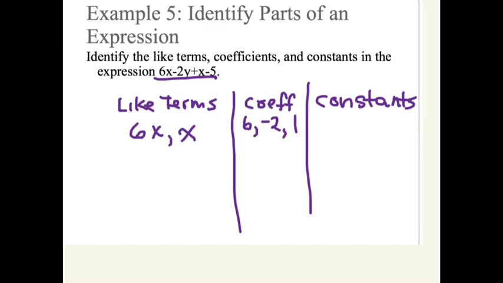And constants, I think you figured out, we only have 1, and I'm going to call that a minus 5. You could put 5 and say 5 is being subtracted, but as we work through these problems, I want us to start seeing the operation sign in front of a term as part of the term's sign. So in a way, if I go back to this expression, I've got a positive 6x, in a sense a negative 2y, a positive x here, and a negative 5.